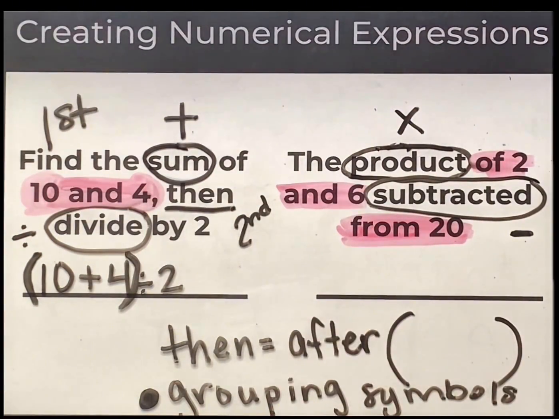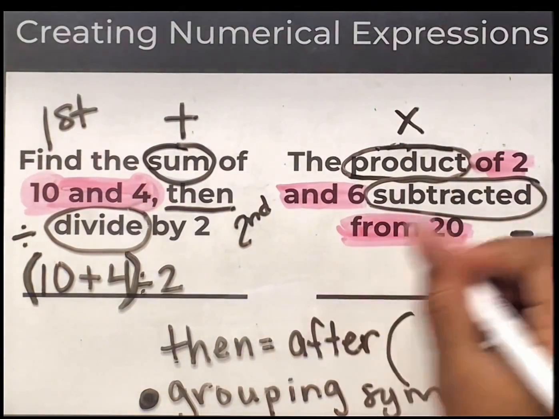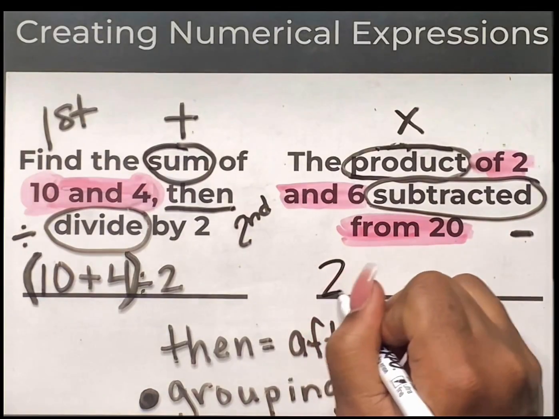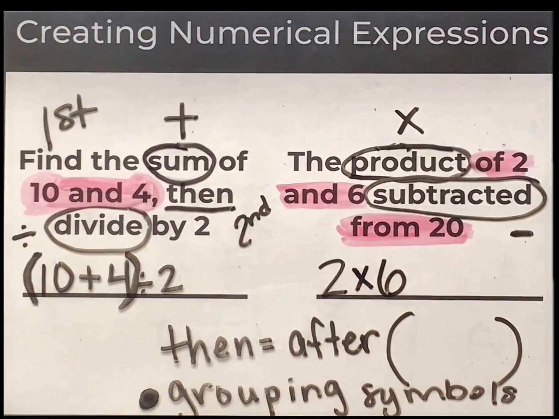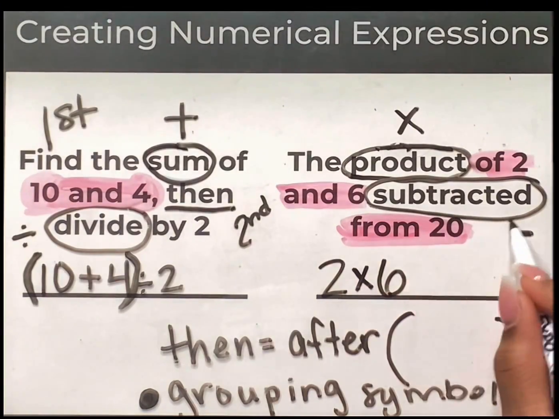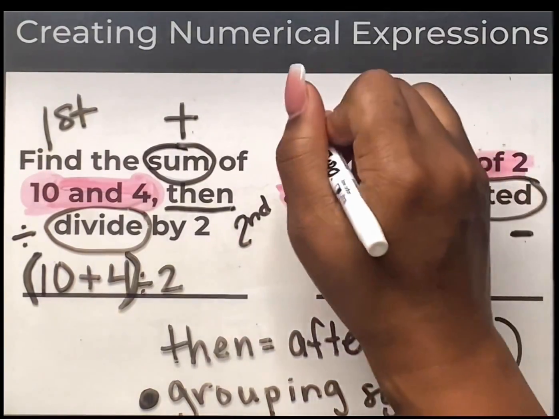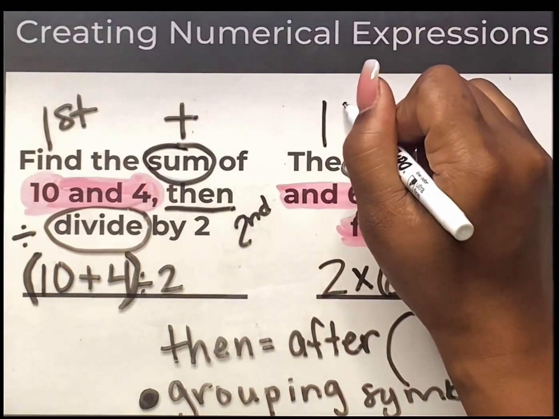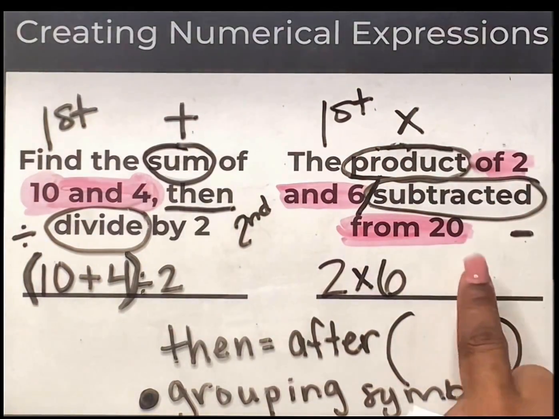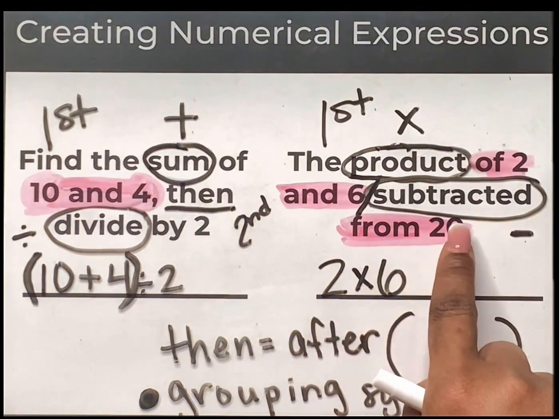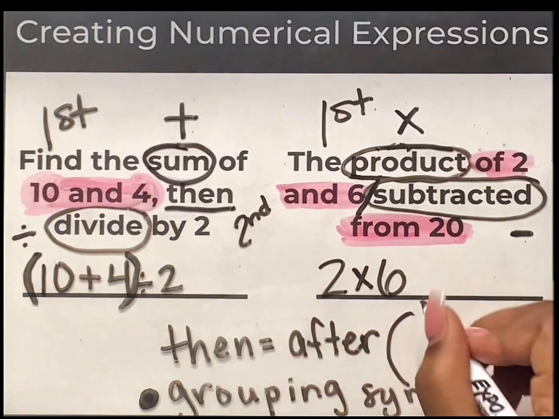Now let's see the numbers. The product of what and what? The product of 2 and 6. Let's write that. The product of 2 and 6 subtracted from 20. So first, I'm going to find the product of 2 and 6. Then that product will be what? Very good. Subtracted from 20.